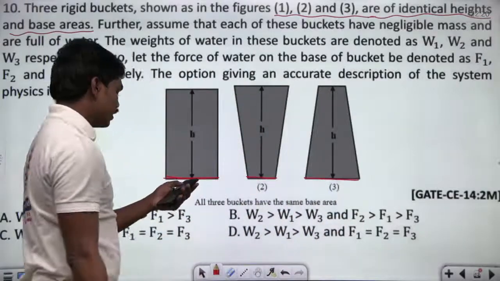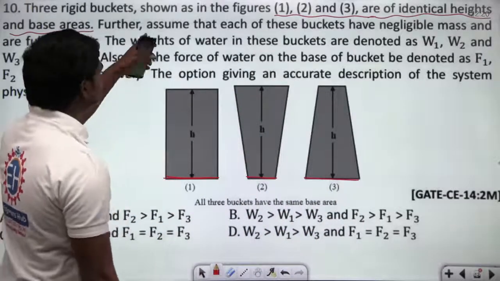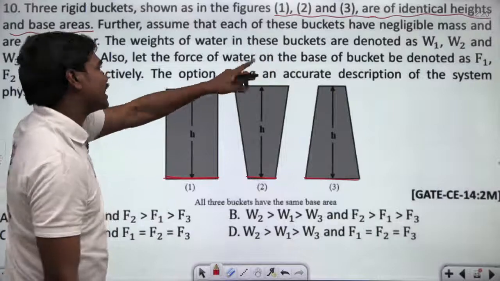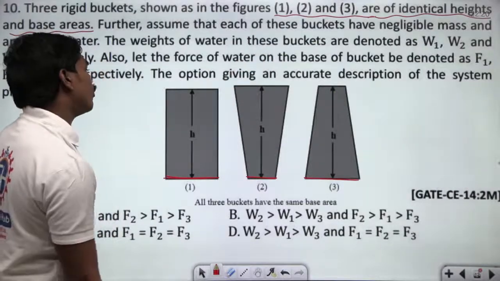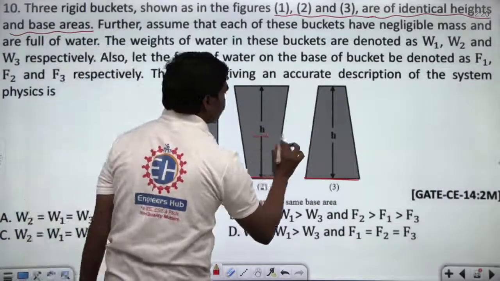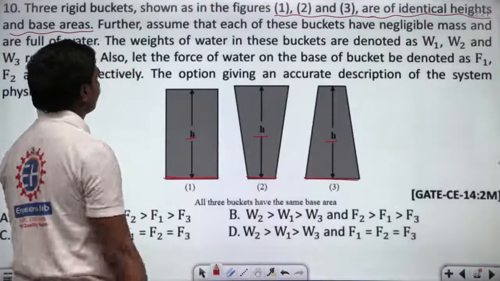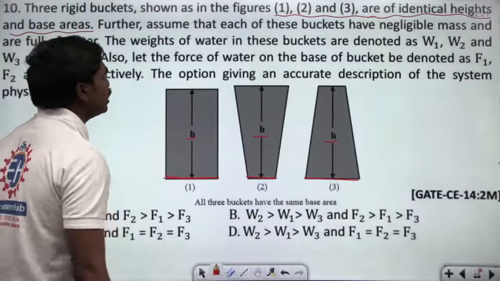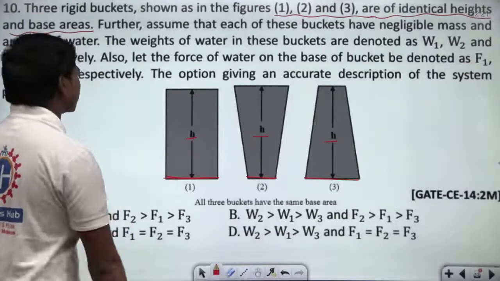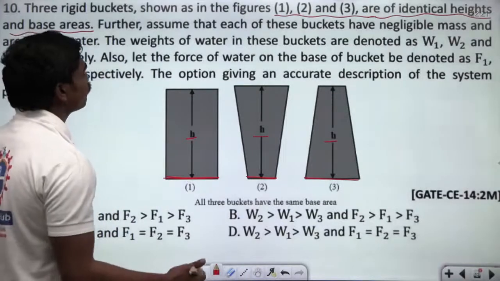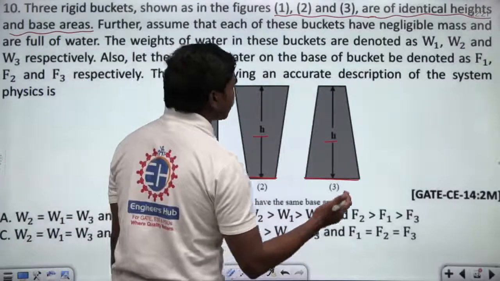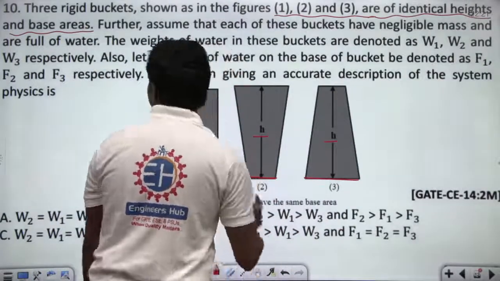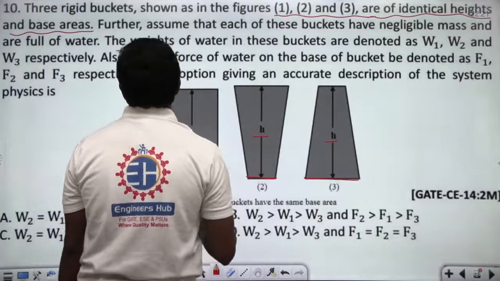Okay, fine. Then what is the question? Further assume that each of these buckets has negligible mass, and is full of water. This height h is the same in all the cases, and all these three buckets are full of water. The weights of the water in these buckets are denoted as W1, W2 and W3 respectively. Also, let the force of water on the base of the bucket be denoted as F1, F2 and F3 respectively.